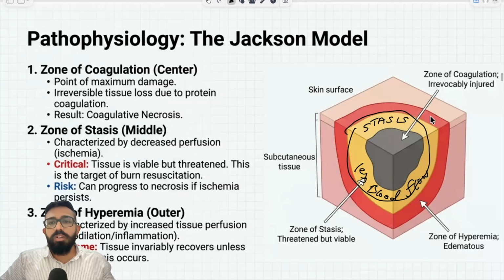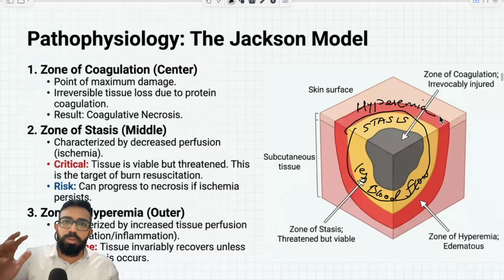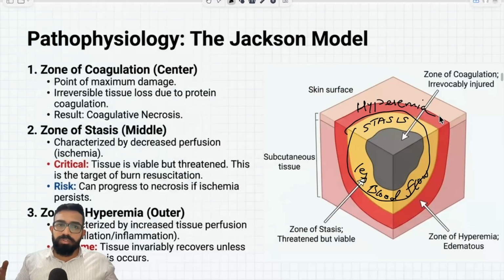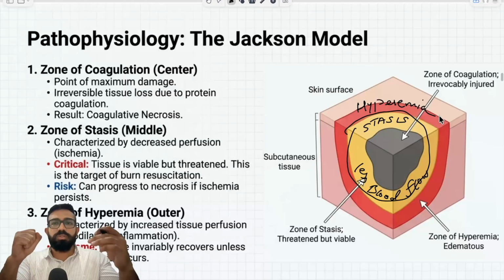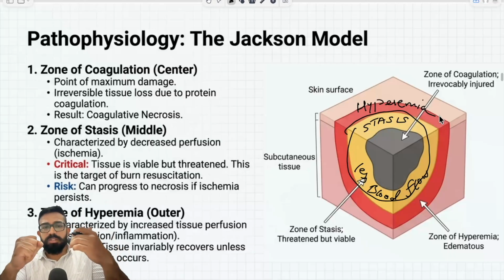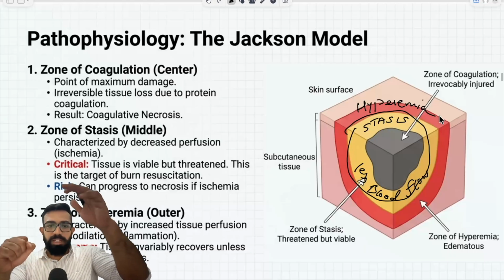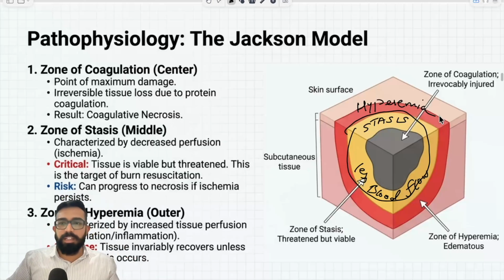Around this zone of stasis, there is another zone which is called the zone of hyperemia. What do we mean by hyperemia? Hyperemia is just the opposite of stasis. Stasis is less blood going in and out. Hyperemia is more blood perfusion in that area. Because there is more blood perfusion in that area, there is redness around it. So central dead zone, around that dead zone you see a zone of stasis, and around that zone of stasis you see a zone of hyperemia. Now, how do we remember it?